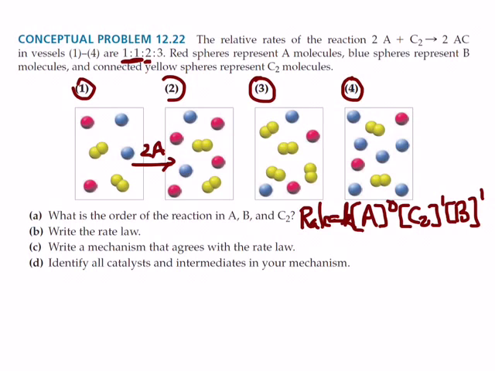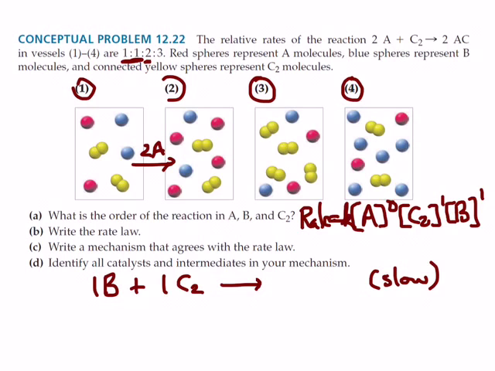Write a mechanism that would agree with the rate law. Well, this is a little hard. We haven't done this yet, writing a mechanism before. But notice that the rate law shows first order B and first order C2. So one thing that would suggest is that perhaps an atom of B collides with a molecule of C2. And this would be the slow step of our mechanism because those coefficients match the orders in the rate law.